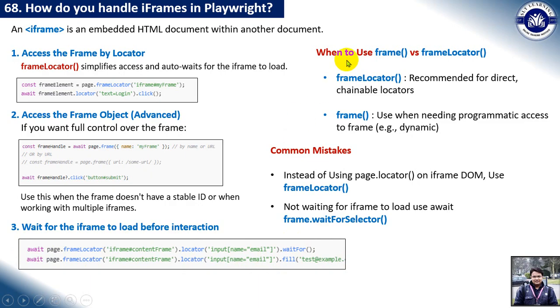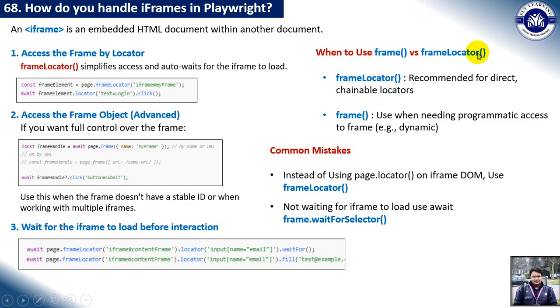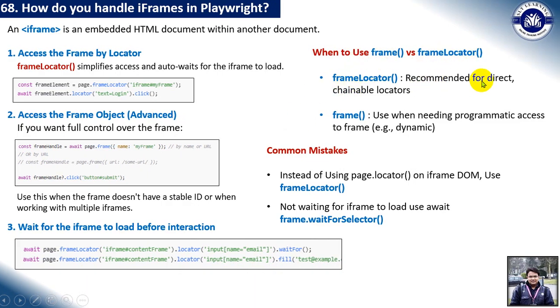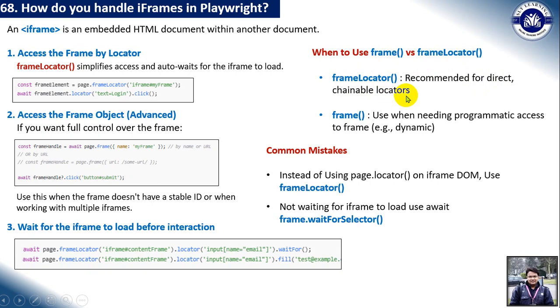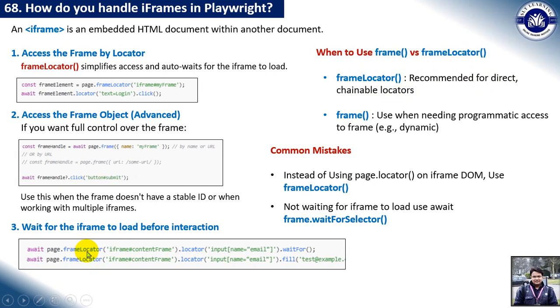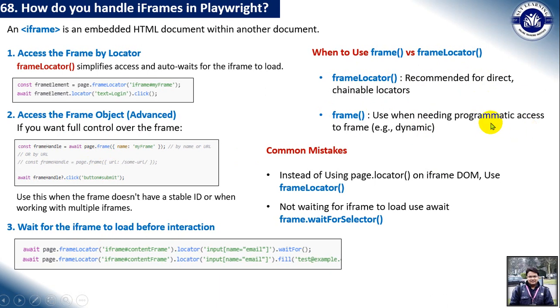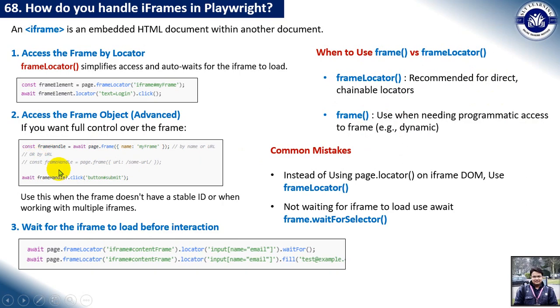So when to use frame and when to use frame locator. Frame locator is recommended for direct and chainable locators. When you want to work this way, you can use frame locators. Use only frame when needing programmatic access to the frame, meaning dynamic cases where something is not stable. Then you can use page dot frame; otherwise frame dot locator will always work.